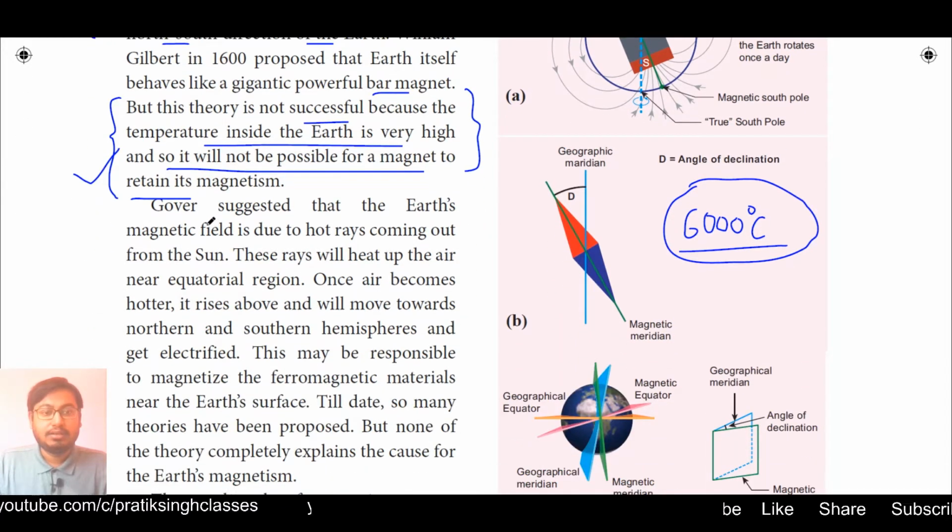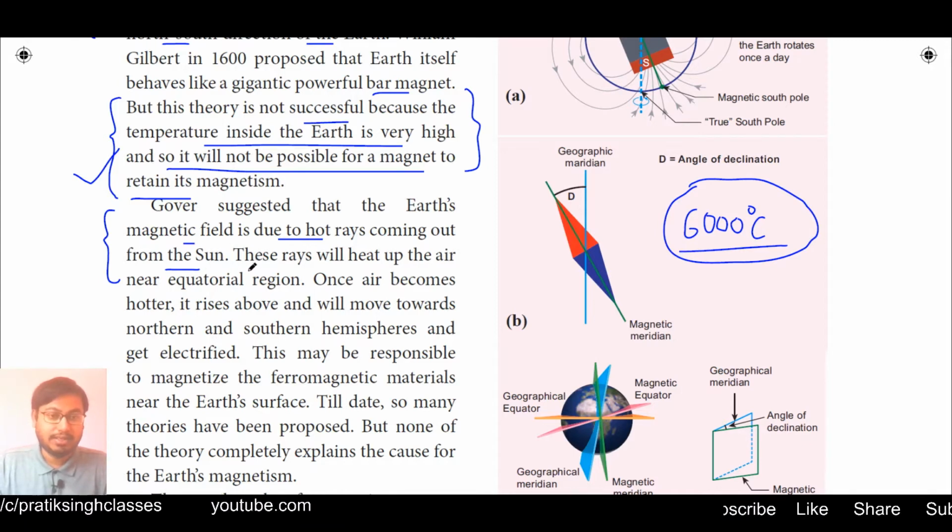Grover suggested that Earth's magnetic field is due to hot rays coming out from the sun. Another philosopher, Grover, said that the magnetism on the Earth, or the magnetic field around the Earth, is due to the hot rays which are coming from the sun. This doesn't seem to be a sound thought or philosophy.